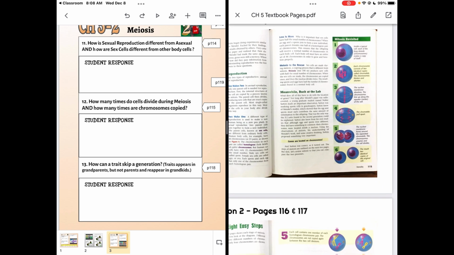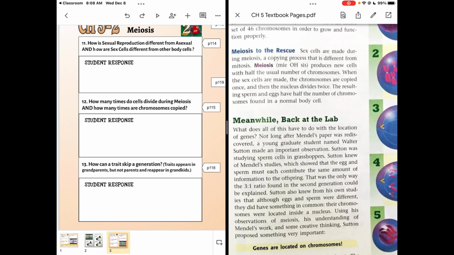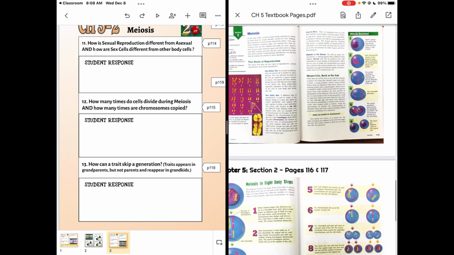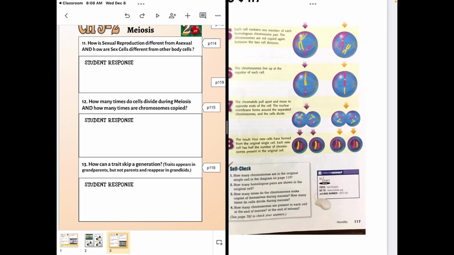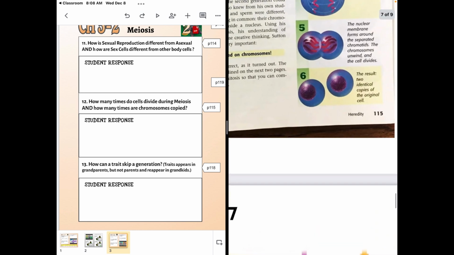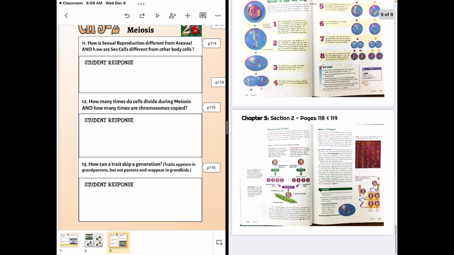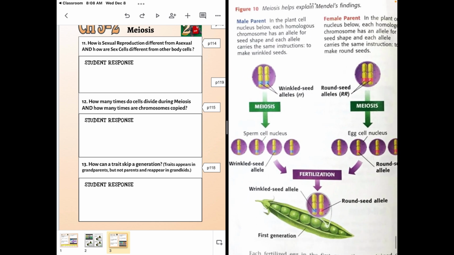Well, mitosis is when we copy the DNA and we split a cell and the cell divided once. In meiosis, it happens a different number of times. How can traits skip a generation? We skipped this bit about meiosis, but one of the key differences is meiosis splits twice and makes 4 cells instead of just 2 cells, which mitosis makes. Well, a trait to skip a generation has to be recessive.